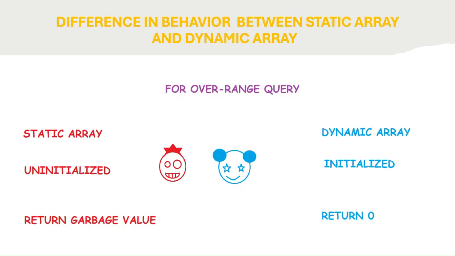So you can see here, the static array is uninitialized. Therefore, it's gonna return some garbage value for an over-range query. Whereas on the right hand side, the dynamic array has already initialized the over-range query block. So it's gonna return 0 instead of some garbage value.